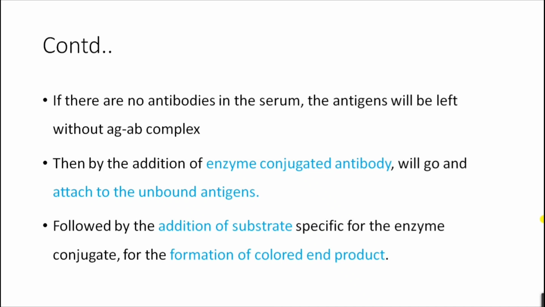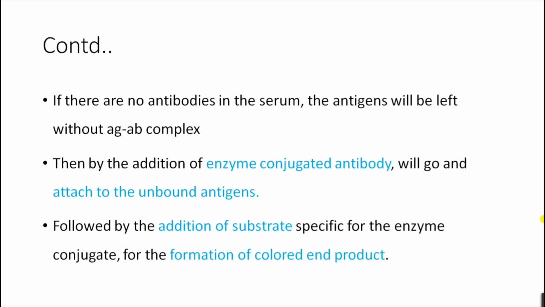So it is attaching to the unbound antigen, followed by the addition of substrate, which is specific for the enzyme conjugate, for the formation of colored end products. So what happens here? If there are no antibodies in the patient serum and the enzyme conjugated antibody has bound to the unbound antigen, upon the addition of substrate, that will produce the color. So if there are no antibodies, the intensity of color will be more, but if there are antibodies, the intensity of color is less. That is what we have told in the first slide.